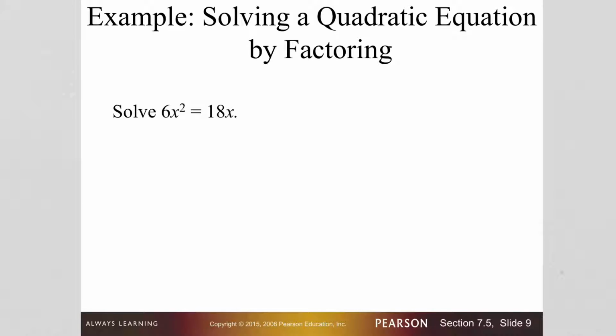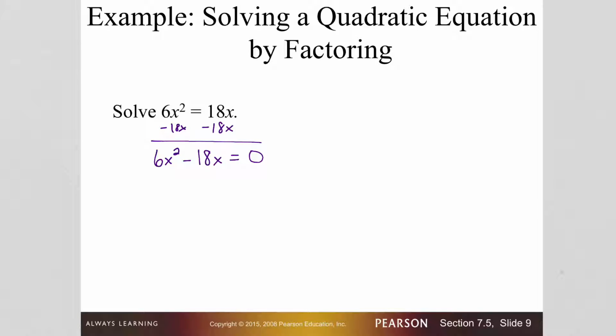Alright, so let's take a look at this one. And I want you to remember that in order for us to find solutions, it's so much easier to set the equation equal to 0. So in order to do that, I'm going to subtract 18x from both sides. So that gives me 6x squared minus 18x equals 0.